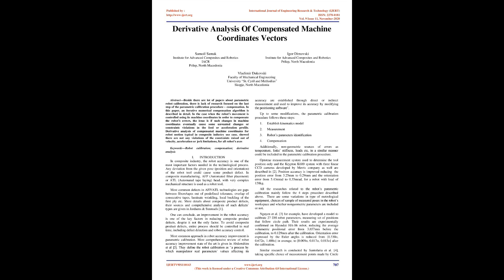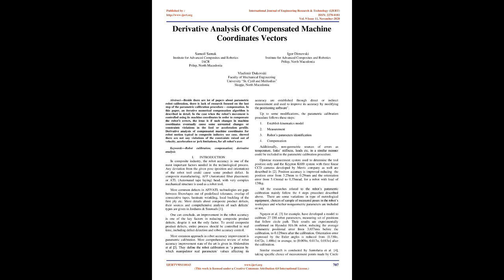In the case when the robot's movement is controlled using its machine coordinates in order to compensate the robot's errors, the issue is whether such changes in machine coordinates eventually cause some unwanted changes or constraint violations in the feed or acceleration profile. Derivative analysis of compensated machine coordinates for robot motion typical in the composite industry use case showed there are no violations of the constraints arising from velocity, acceleration, or jerk limitations, for all robots' axes. Keywords: robot calibration, compensation, derivative analysis.